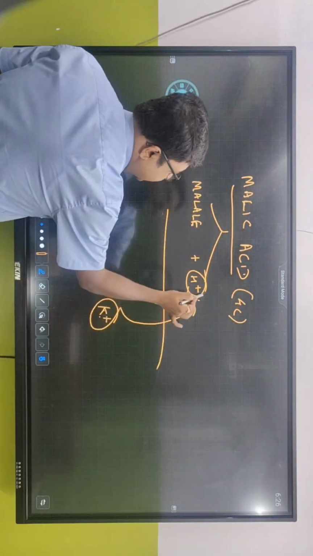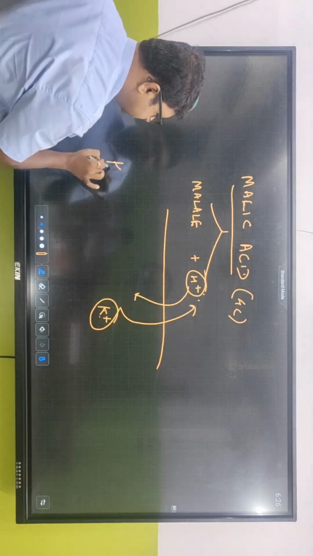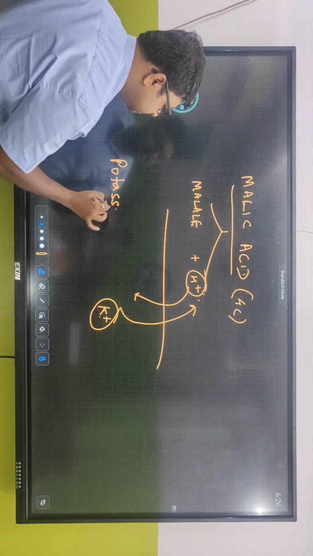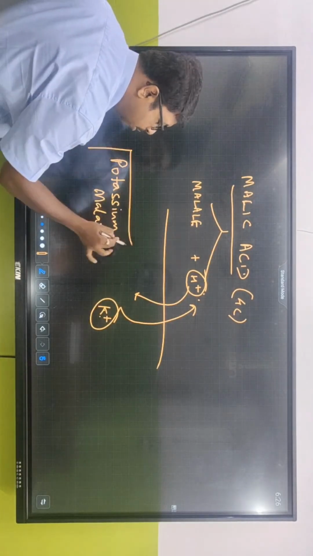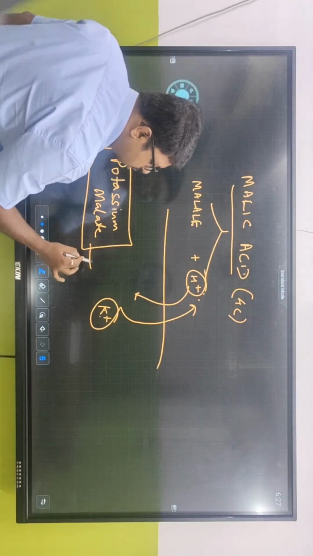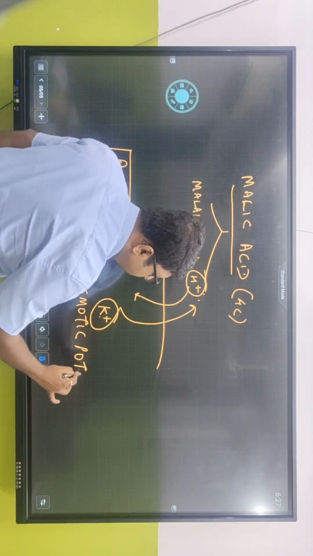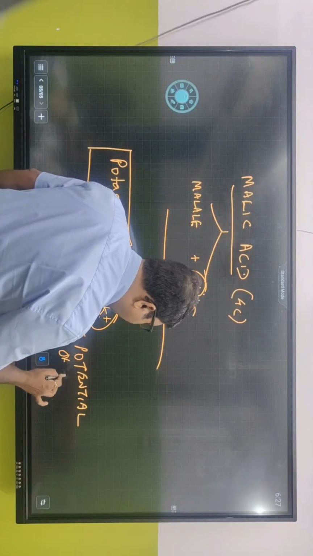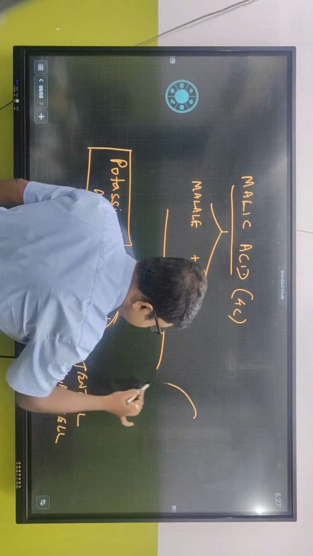The moment K plus gets inside these guard cells, it forms potassium malate. I'm talking about normal plants which are not xerophytic plants. Once potassium malate is formed, the osmotic potential of the guard cells is going to increase.